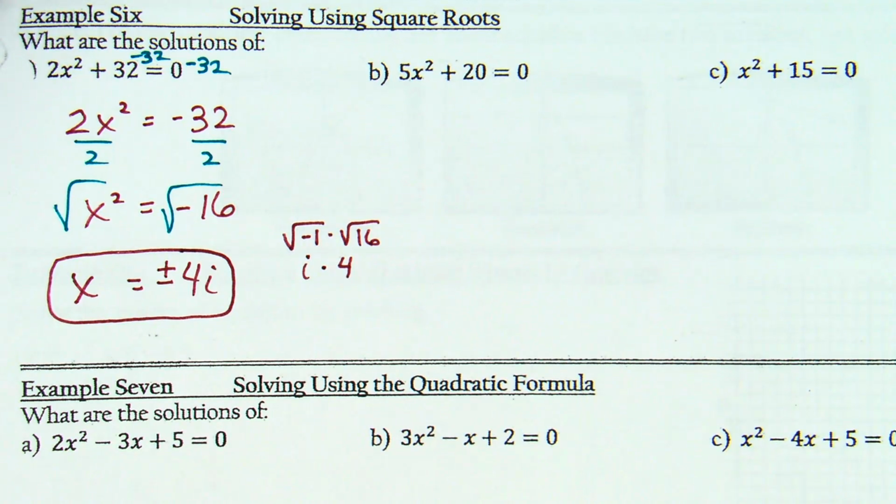Actually, I was just going to say we can do B and C. They're quick. Okay. 5x squared plus 20 equals 0. How do I do B?